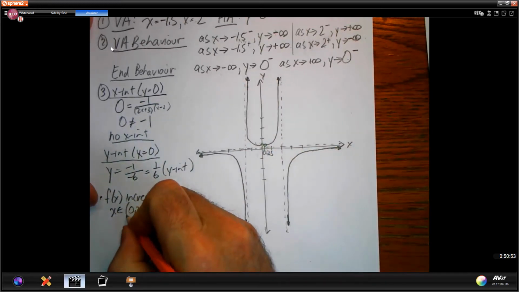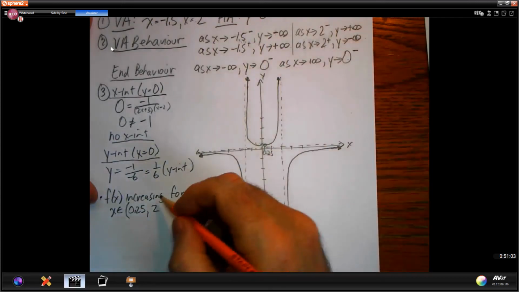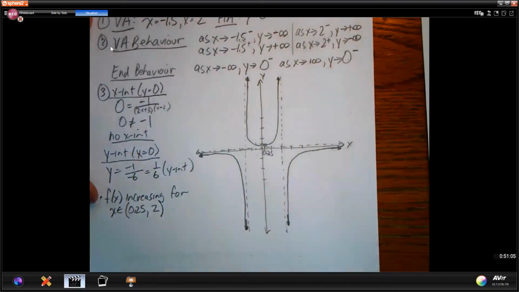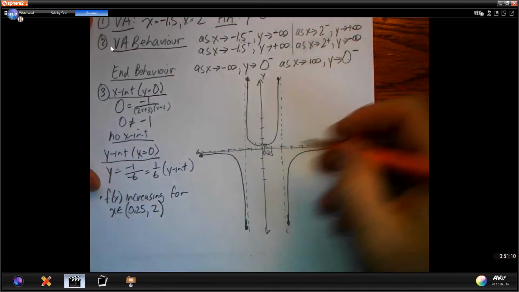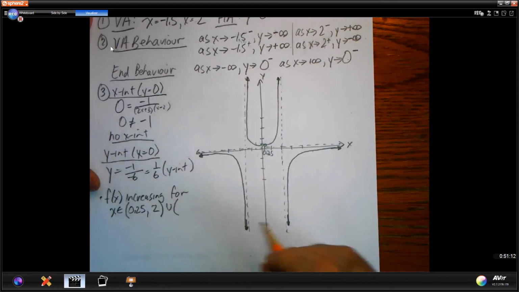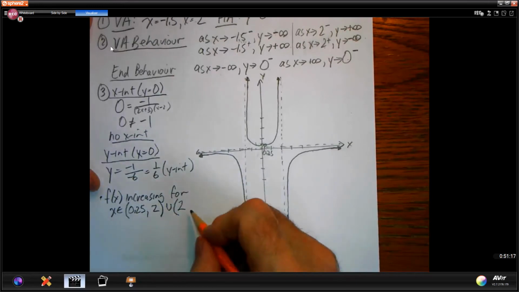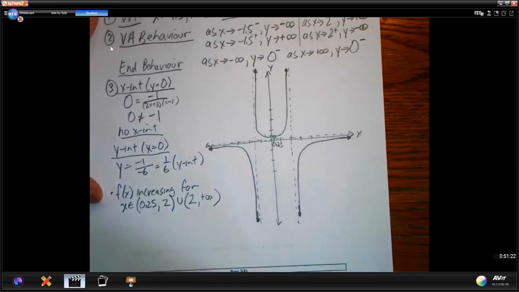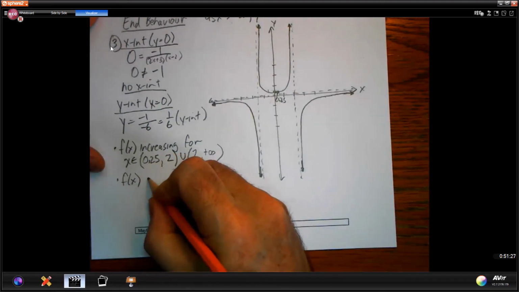So for this, we would still use a round bracket because it doesn't start increasing until just to the right of 0.25, and then it goes all the way to 2. But again, it doesn't get to 2 because there's a vertical asymptote there. So that's the first region. And then the second region will be, put our union symbol there, we'll be starting at 2 again, but not including 2, and then go to positive infinity. Okay, and then we say to make an equivalent statement for decreasing.